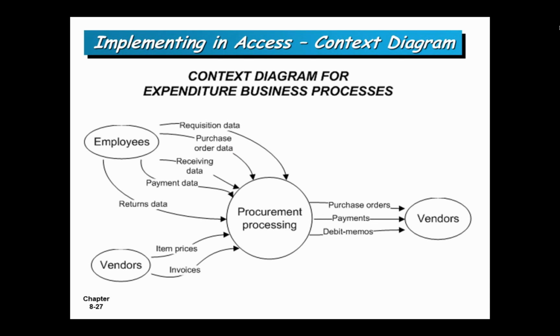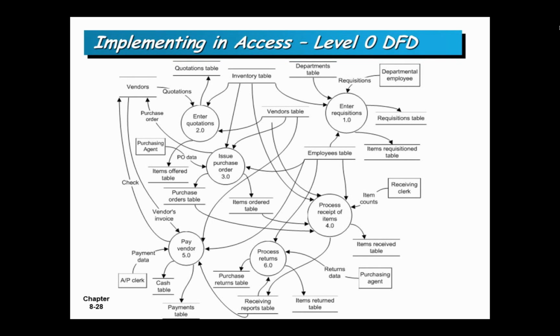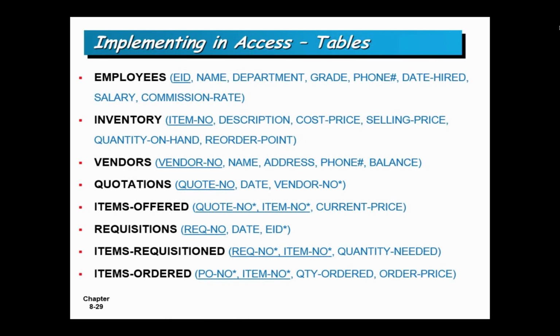Here's a context diagram, hopefully similar to what you all did. Highest level. Your level 0 DFD might have looked like this, although it starts with a rec, which we don't need, and then it has quote, which we don't need. So it's down there. You don't want to look at this.